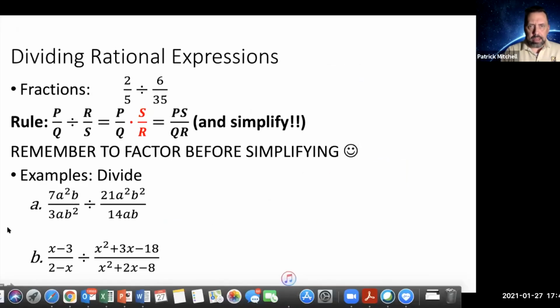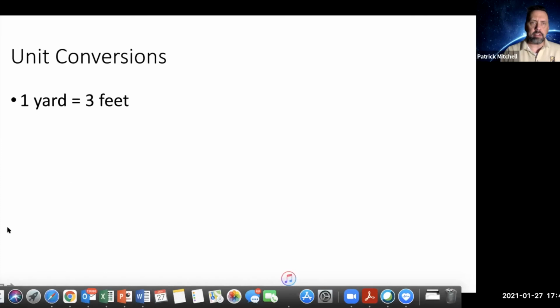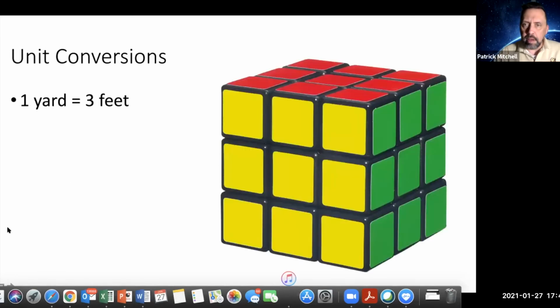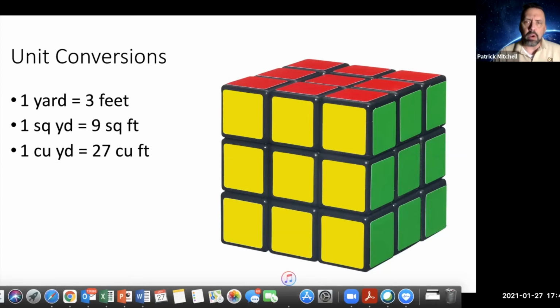All right, so now we get into unit conversions. I have a visual aid for this. I am a child of the 80s, and in the 80s, Rubik's Cubes were very popular. And I use this as a visual aid to help you understand why this works the way it does. So imagine that one side of the Rubik's Cube is 1 yard, very, very large Rubik's Cube.